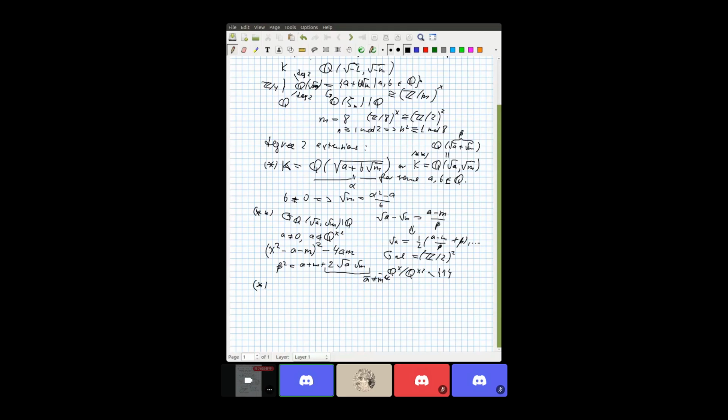So what is the minimal polynomial of alpha? Well, we just square this. It's x squared minus a. So you get rid of this square root. You subtract a. Then you can square again, and you will get b squared m. So this is the minimal polynomial. Of course, this is of degree 4.